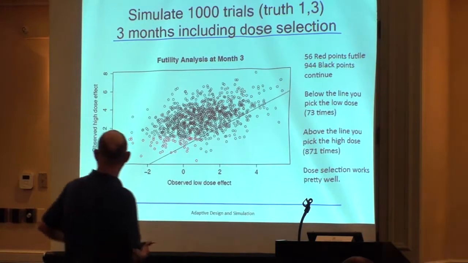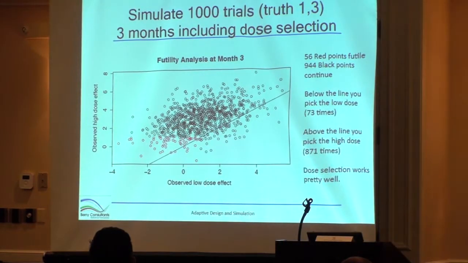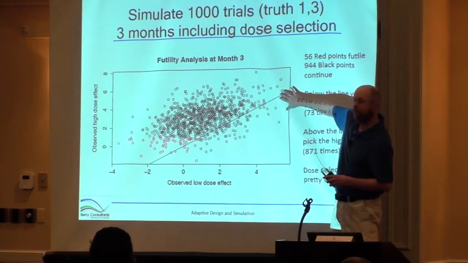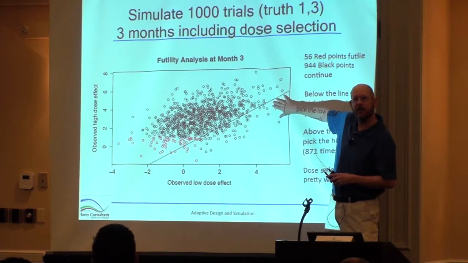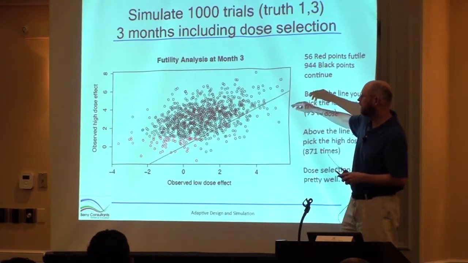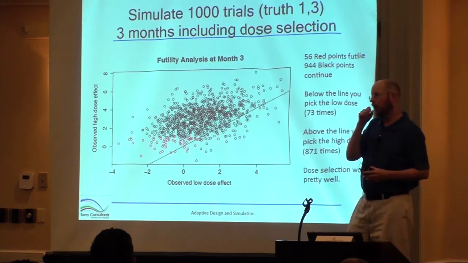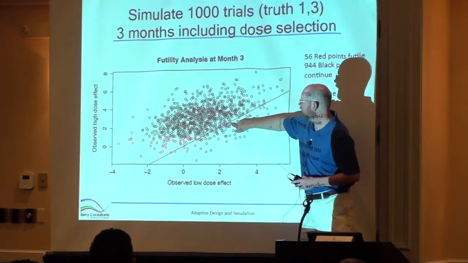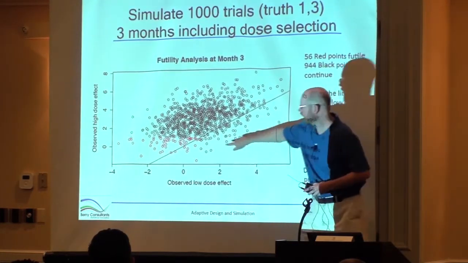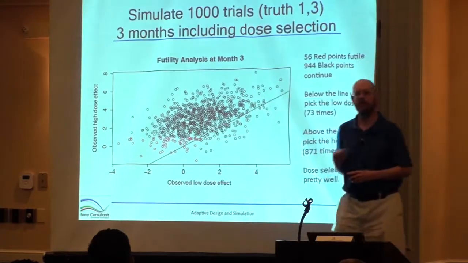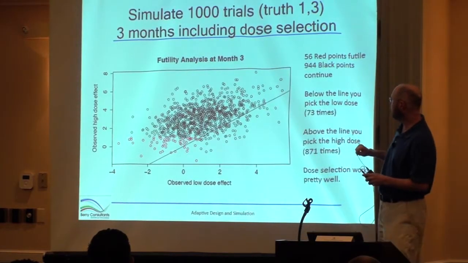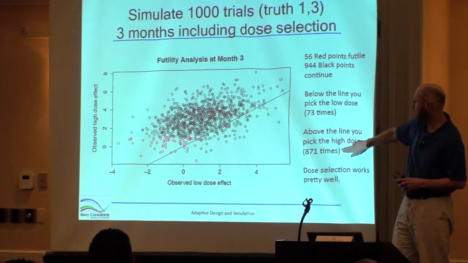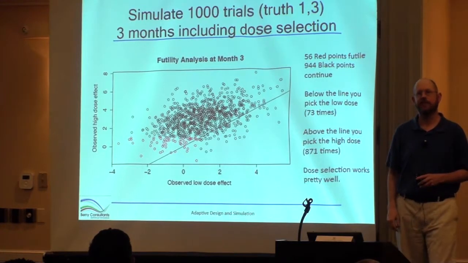These same simulations, those same 1,000 points, can tell you how often you're picking the right dose. So these are the 1,000 from the effective trials. What I'm doing is I'm going to pick whichever dose is doing better. That means I pick the high dose on this side of the line, and I pick the low dose on this side of the line. And remember, these are futile at 3-month analysis. This does pretty well. So I pick the low dose 73 times. All of the rest of them, I do 871.